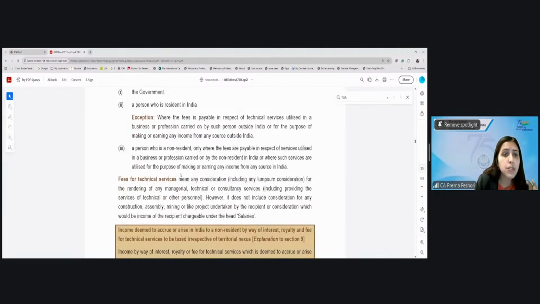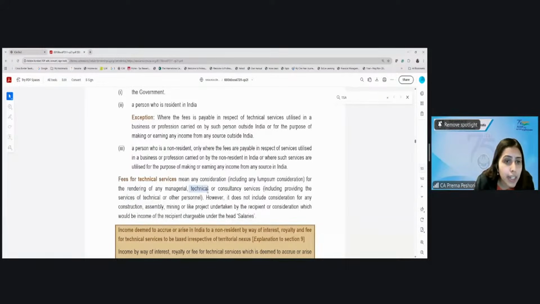Fees for technical services means any consideration for the rendering of any managerial, technical or consultancy services. It does not include the consideration for construction, assembly, mining. So now what is managerial? Managerial means that if you are paying somebody any consideration for managing the things, technical is technical and consultancy is when you are providing some sort of consultancy services.